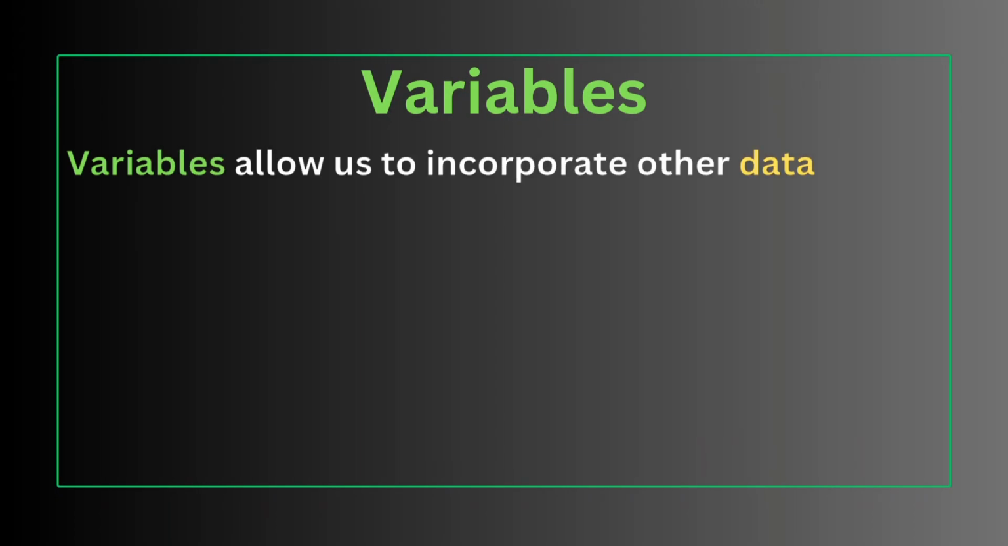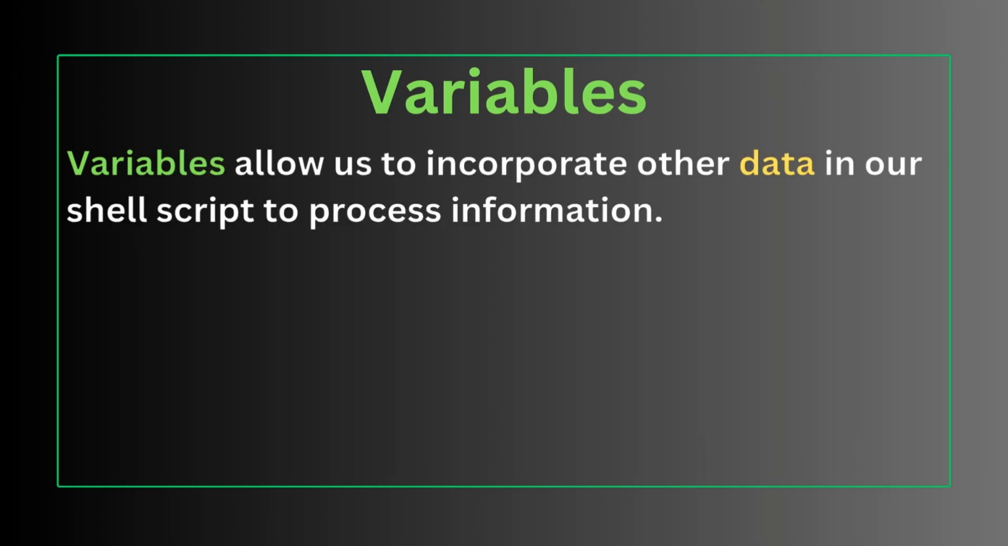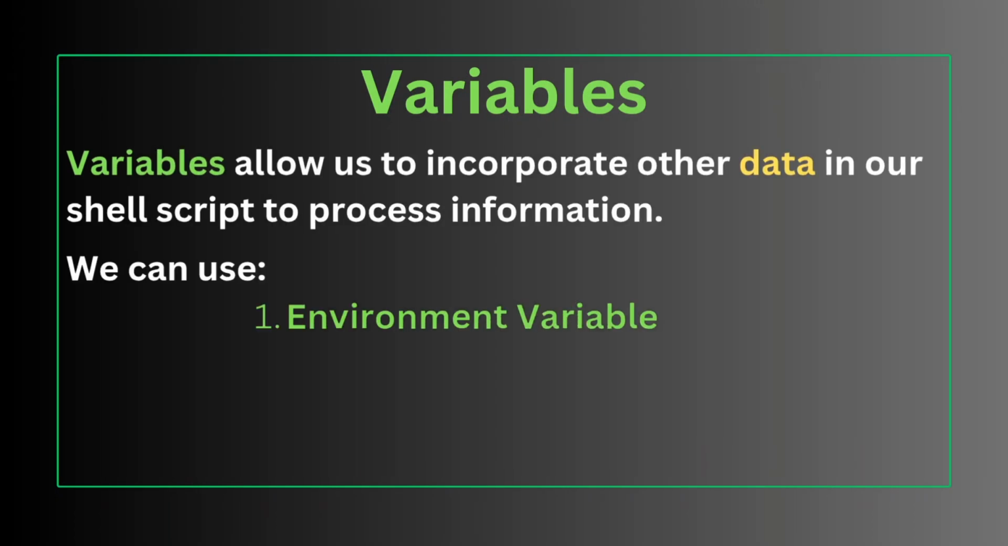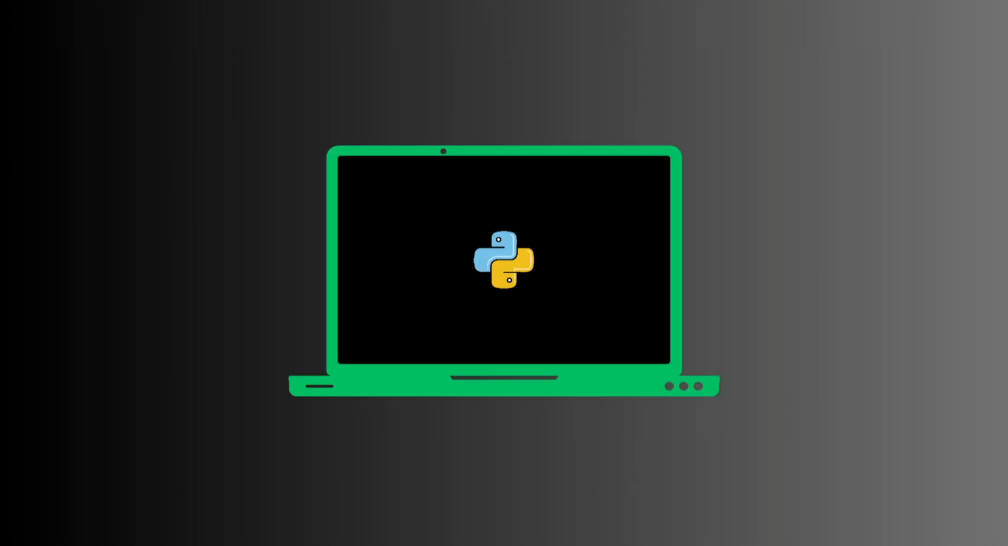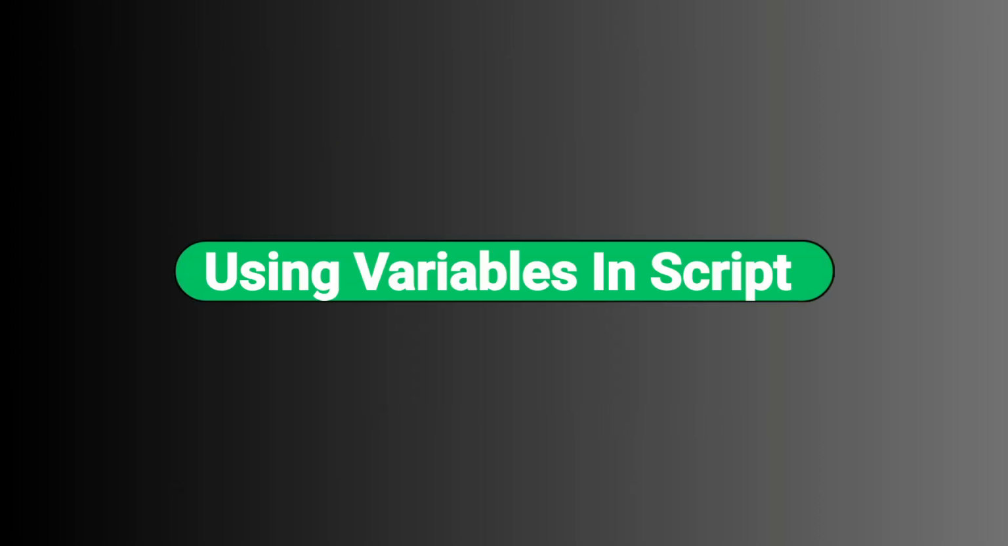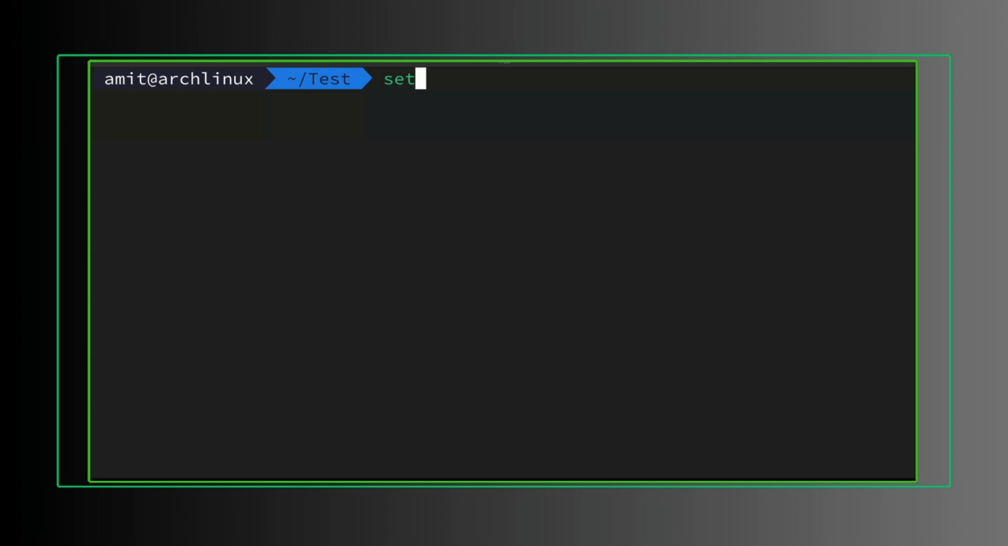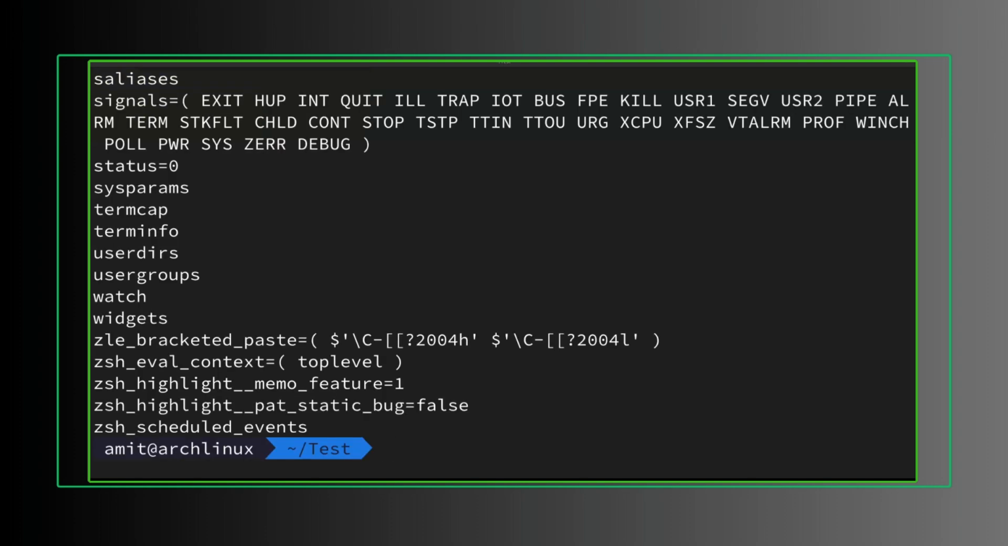Variables allow us to incorporate other data in our shell script to process information. We can use environment variables and user variables. We access these variables with the variable name preceded by a $ sign. The set command provides the list of all available environment variables.